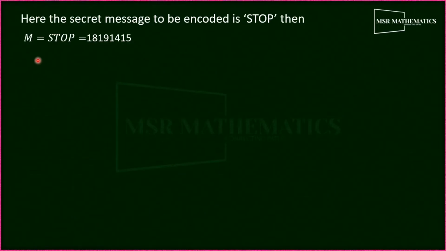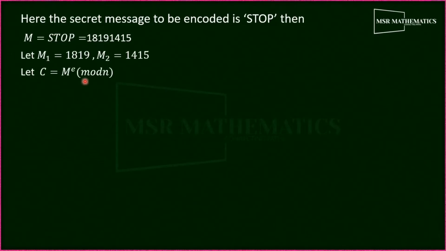Next step, we have to find the C1 and C2 values. Here they have given M as STOP. It is difficult to find the C value for such a large number, so to reduce it to smaller values, we take 1819 as M1 and 1415 as M2. Using this M1 and M2, we have to find C1 and C2. If we combine C1 and C2, we get the value of C, that is the cipher text. That is the procedure to be followed.